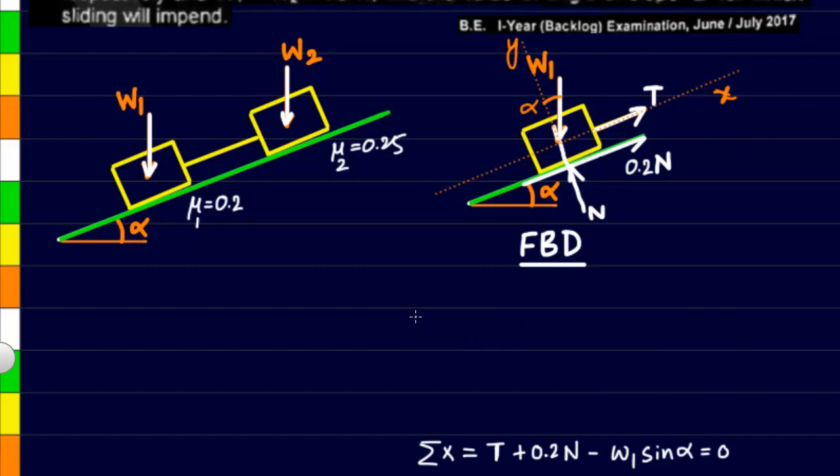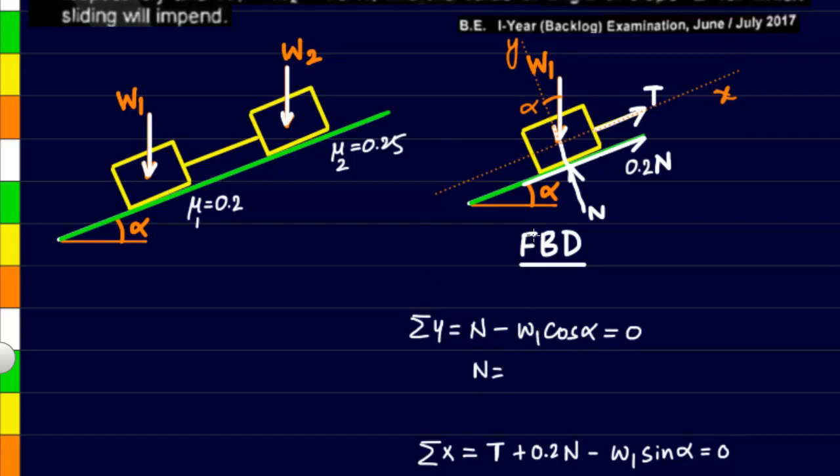Let's keep it aside for a while and take the next one, that is sigma y. Let's take all the components in y direction. Now N is acting in positive y direction, so it has to be positive. Now the component of W1 will be acting in downward direction opposite to y. That will be W1 cos alpha. The other two forces are in x direction, so they will not have any effect in y direction. So this total has to be equal to 0. Now we can get the relation for N.